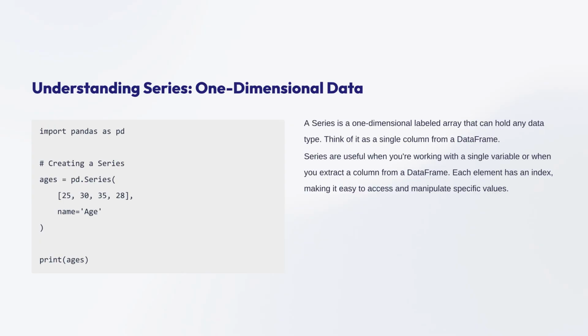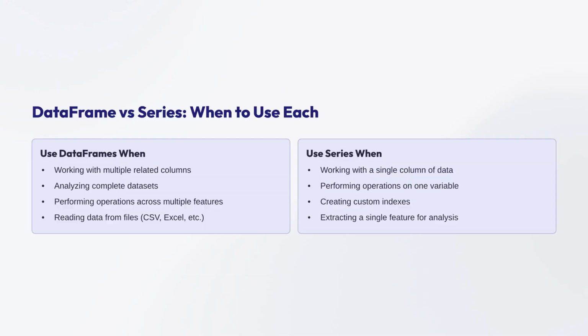In contrast, a Series is a one-dimensional labeled array. Think of it as a single column from a DataFrame. Series are useful for working with a single variable and allow for easy access and manipulation of individual values using an index. Use DataFrames when you need to analyze complete datasets, work with multiple related columns, or read data from files. Use a Series when you are focusing on a single column of data or extracting a feature for specific analysis.